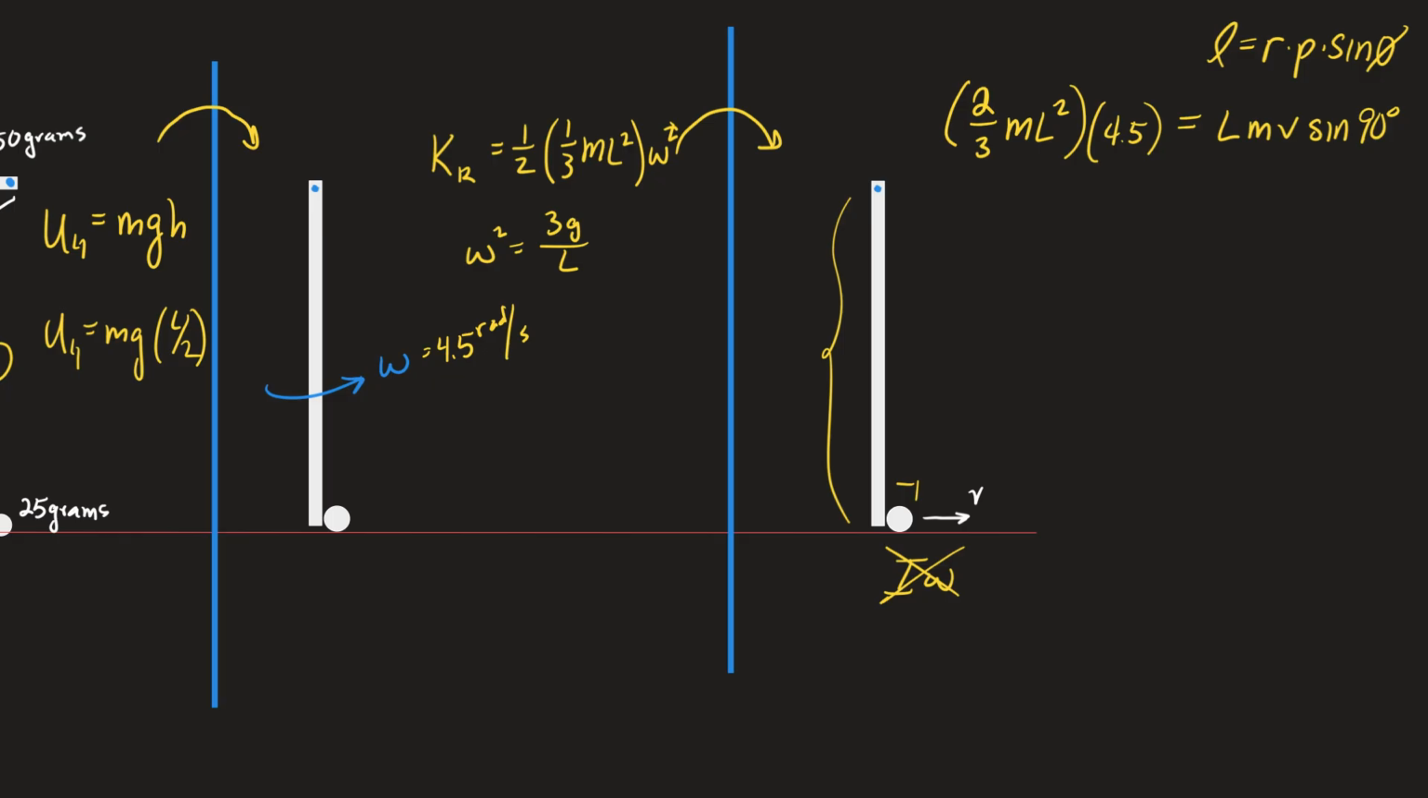We can do the work here. It's not much to do. I'll cancel out one of the L's. I'll cancel out the M. And sine 90 is 1. So it looks like I have 2/3 L equals V. And considering, I'm sorry, I forgot the 4.5. Considering L is 1.5, 2 times 1.5 is 3, and 3 divided by 3 is 1.